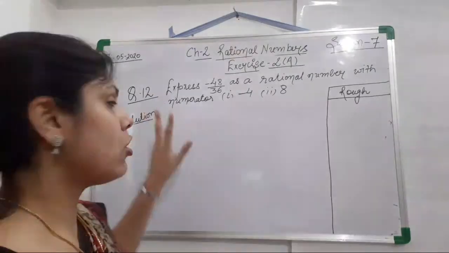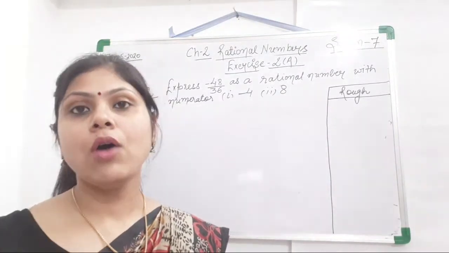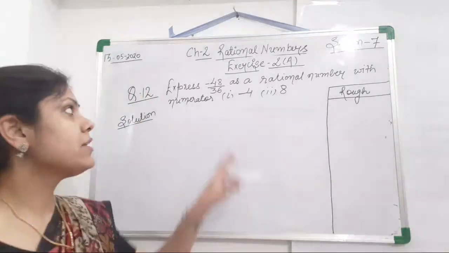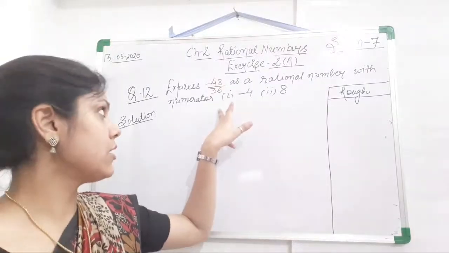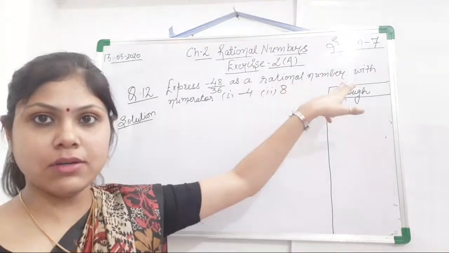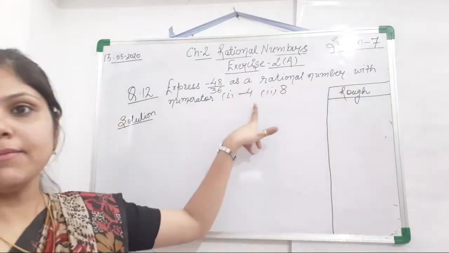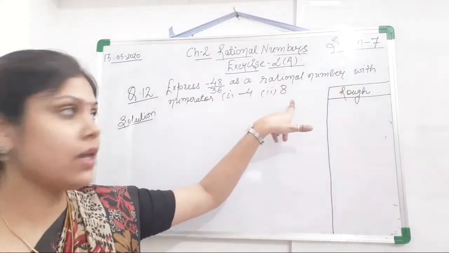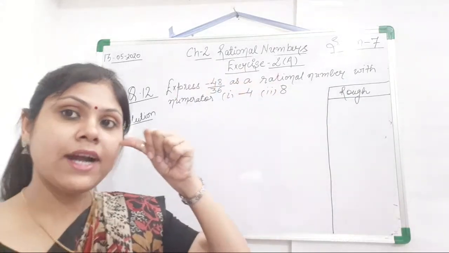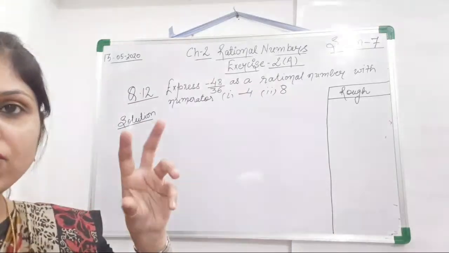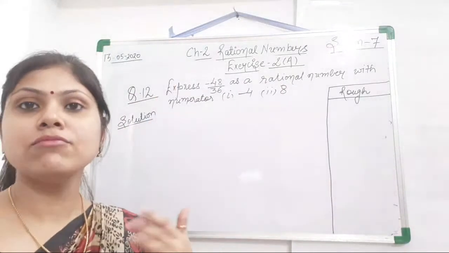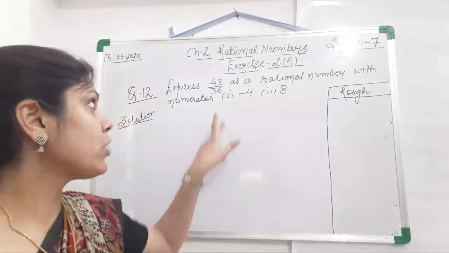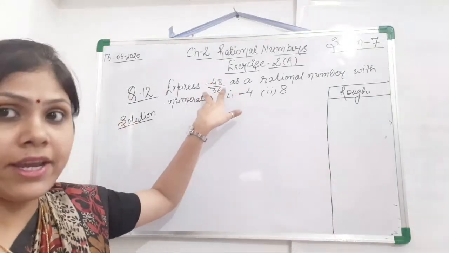Now let us discuss here. I stopped on question number 11. Now I am explaining question number 12. Question number 12 is: express minus 48 upon 36 as a rational number with numerator minus 4, and second, in this question only, with numerator 8. Before this, the numbers were smaller and we had to multiply to get the numerator or denominator. But here you can see the number is minus 48 upon 36.